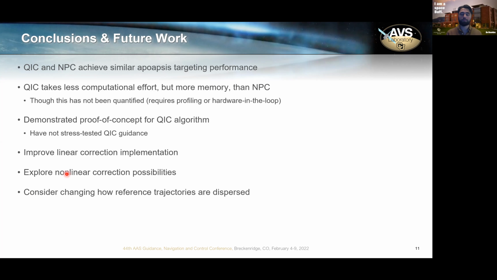And partially for that reason, we would also like to explore possibilities that involve nonlinear corrections and think about how you might do that. And finally, we could consider adjusting how those reference trajectories are dispersed. Currently we just linearly rescale density using a range of density scale factors, but there's a number of different ways you could do that, potentially by changing even more than one parameter.